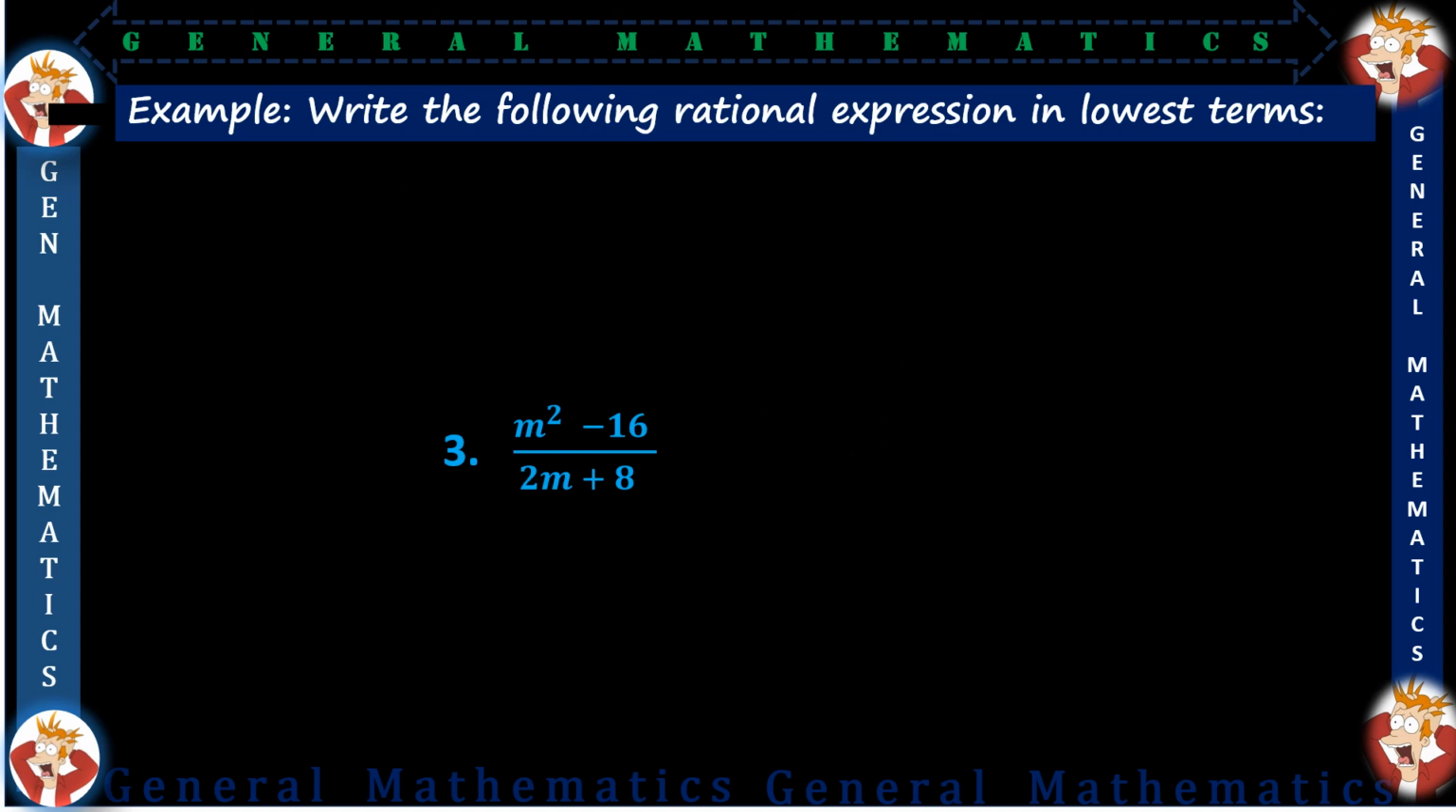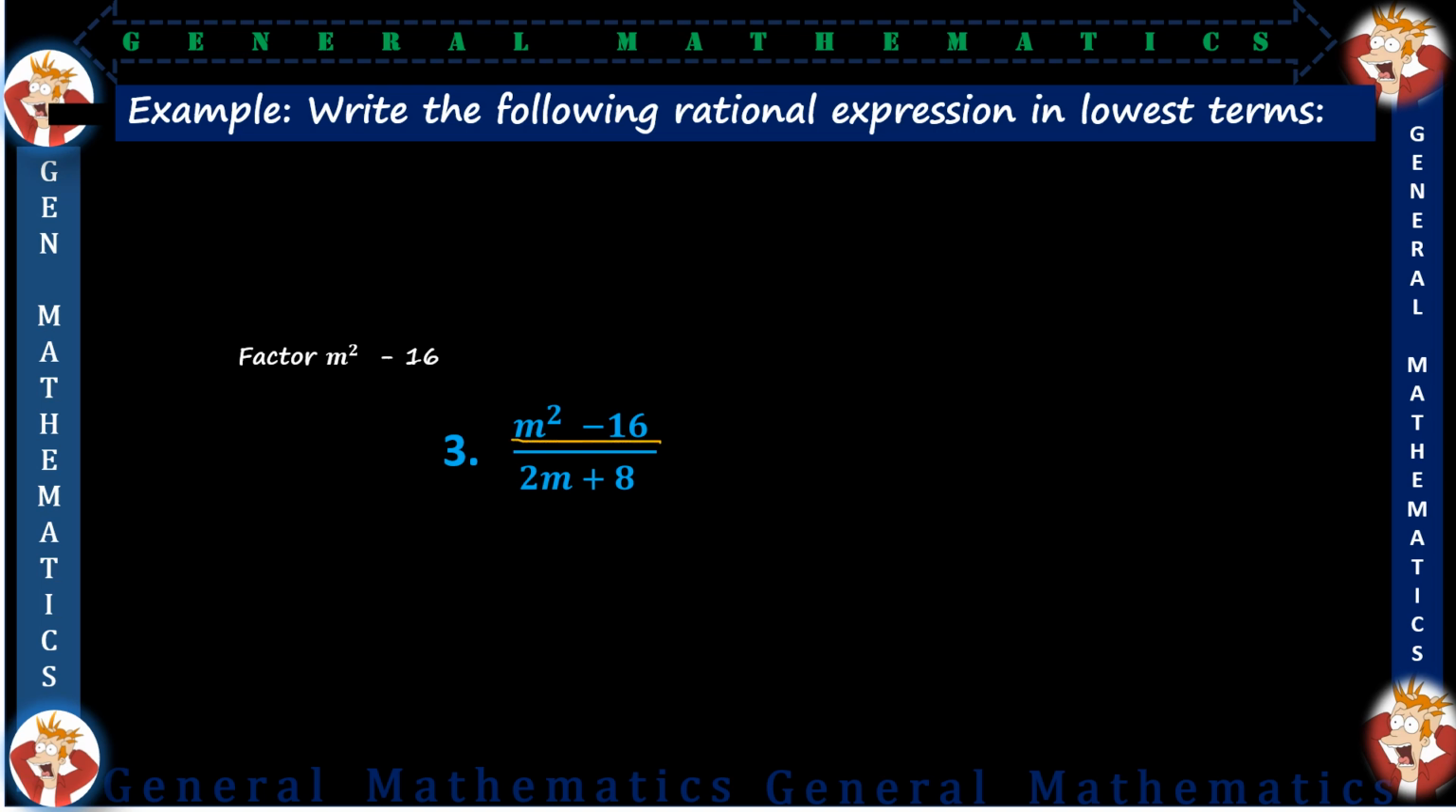Let's have problem number 3. Our task is to write the lowest term or the simplest form of these expressions, which is m squared minus 16 all over 2m plus 8. Let's find out. First is to factor out m squared minus 16. So, factor out muna natin ito.